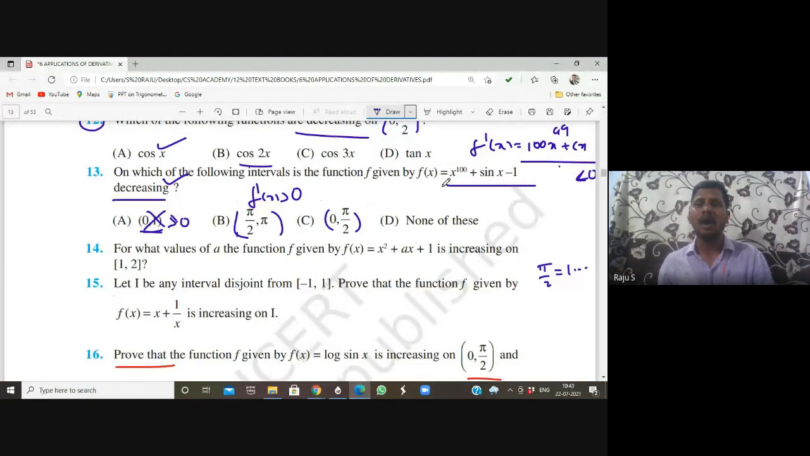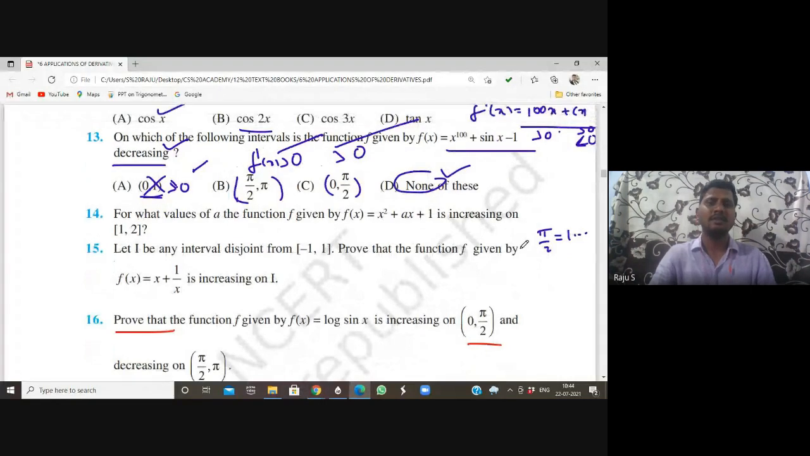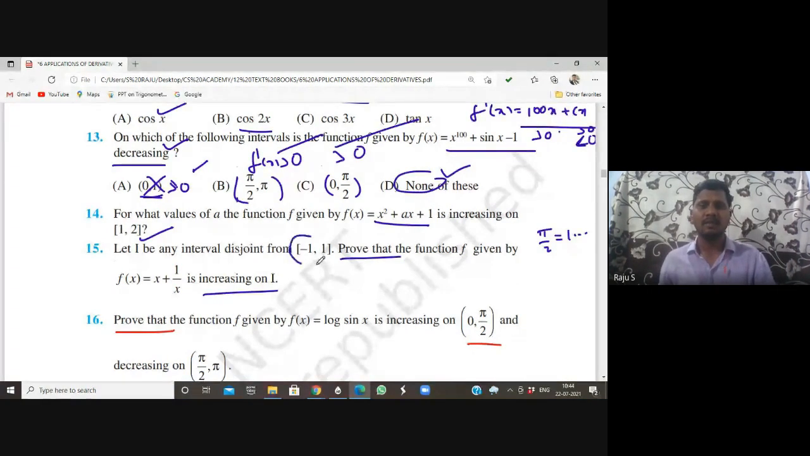Then 0 to pi by 2, both will be greater than 0. This is also greater than 0. Greater than 0 means increasing. First subdivision increasing, second increasing, third increasing. So the fourth one alone is correct: none of these intervals, it is decreasing. Like that, simple. Here also f dash of x equating to 0, from that you are going to get a value. Here they are asking to prove that the given function is increasing. They have given the interval also. Just find f dash of x and check in that interval whether it is increasing or not.